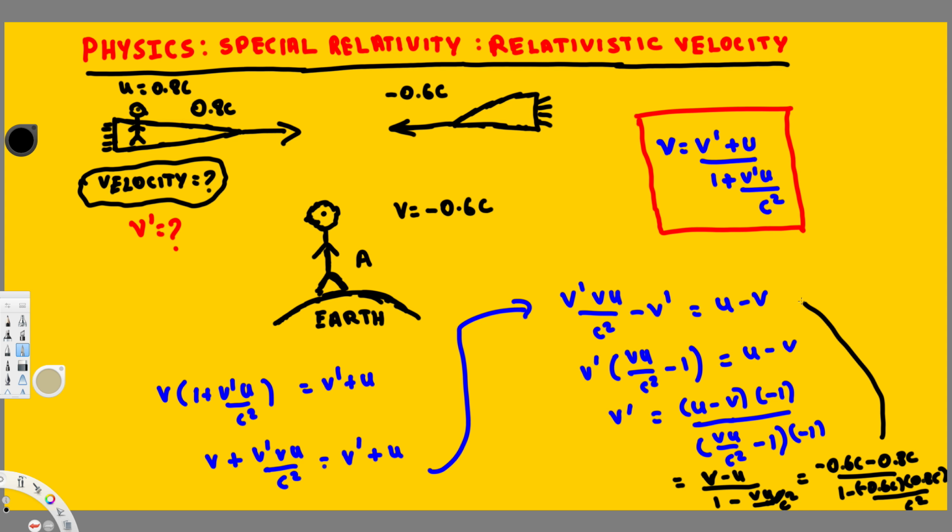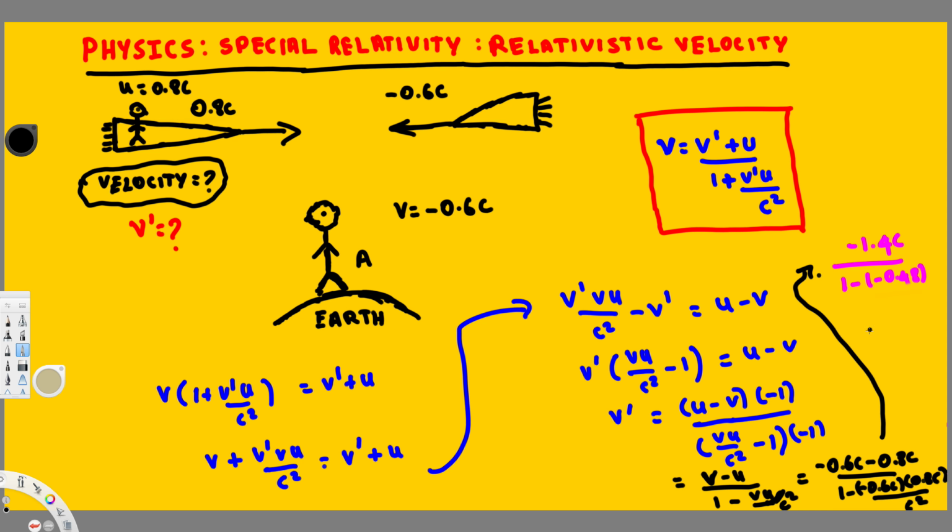Now let's continue this one right here. So here we are going to have negative 0.6 c minus 0.8 c, that's going to give us negative 1.4 c, right? Negative 1.4 c over 1 minus 0.6 times 0.8, that's going to give us negative 0.48, right? And in the bottom c square, and if you multiply these two together, we already have a c square, and this c square cancels with this c square, so let's forget about c square because it's already cancelled. So we are going to have this value only, right?